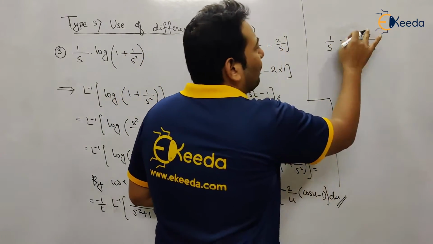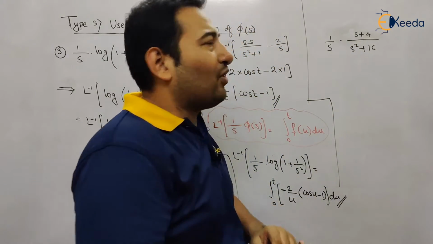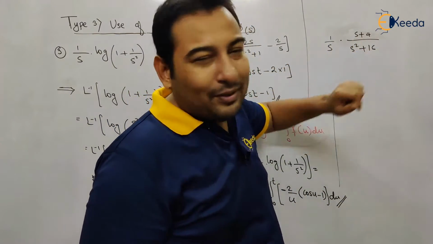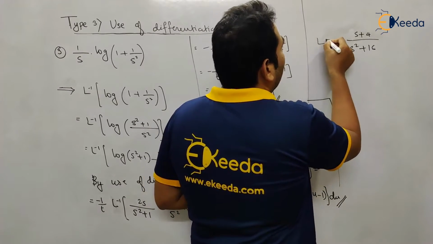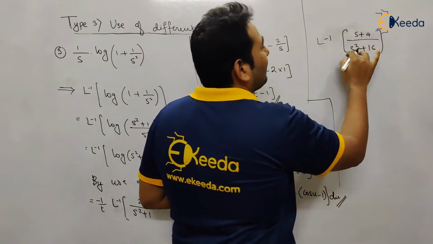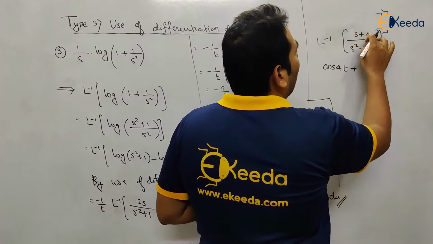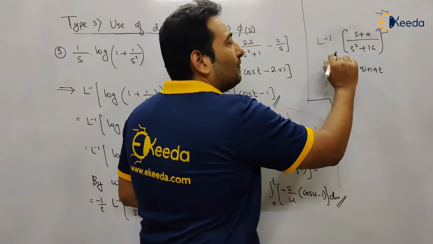Let's say this is s plus 4 upon s square plus 16. So we need to find the Laplace inverse of s plus 4 upon s square plus 16. I'm going to do it quickly. This will be s upon s square plus 16 plus 4 upon s square plus 16. If you want to find the Laplace inverse of this term, s upon s square plus 16 is cos 4t, and 4 upon s square plus 16 is sin 4t. This is the Laplace inverse of this particular term.